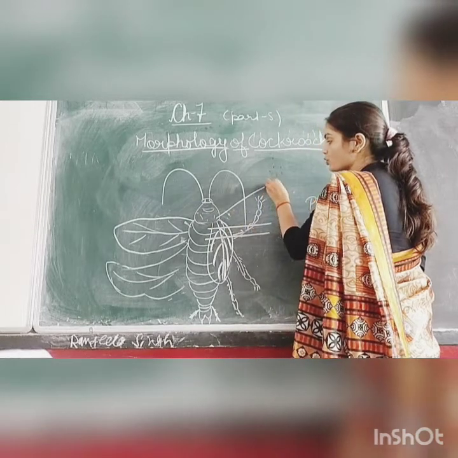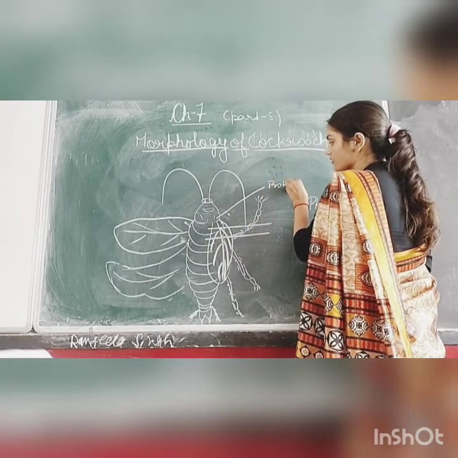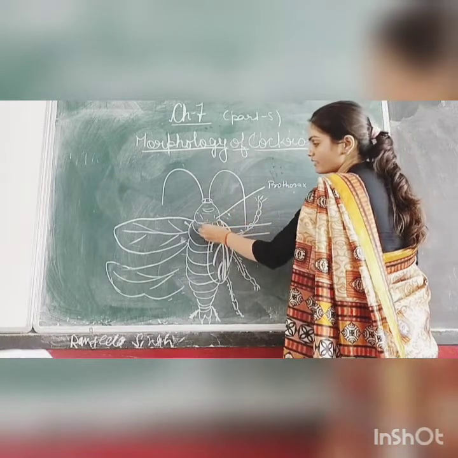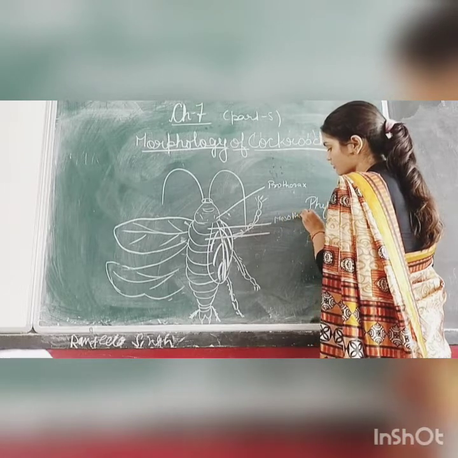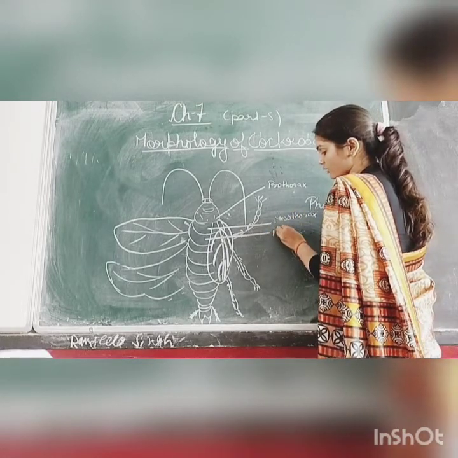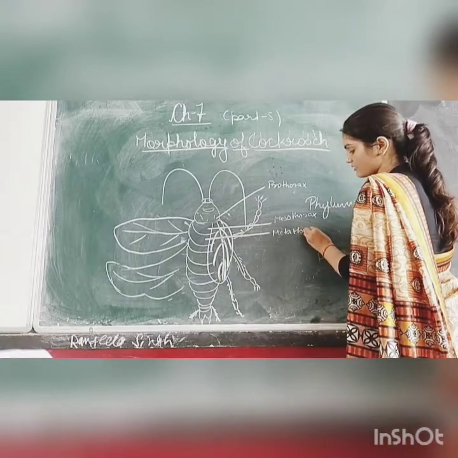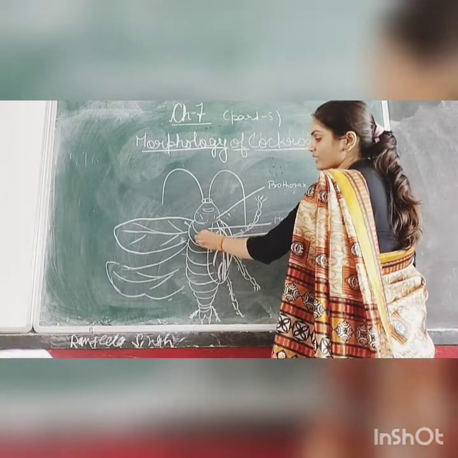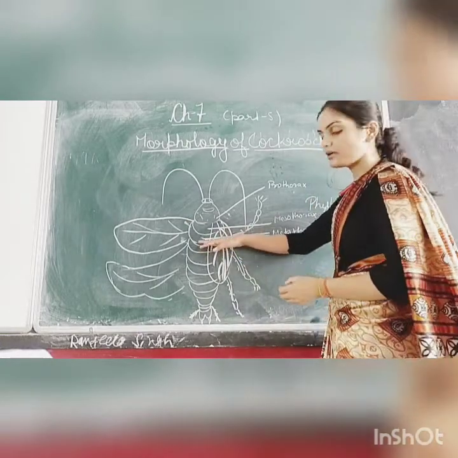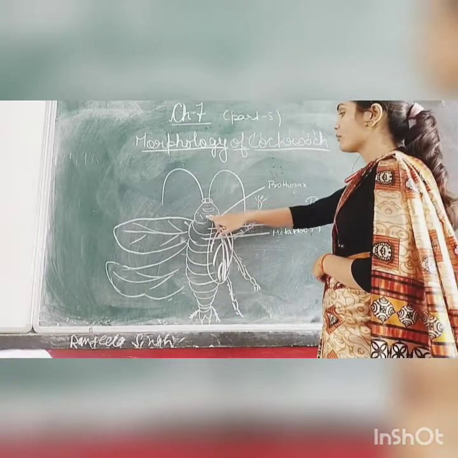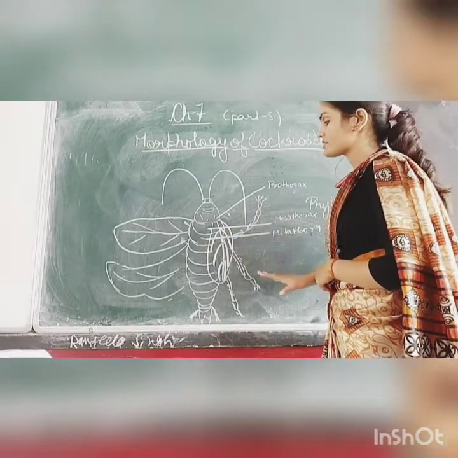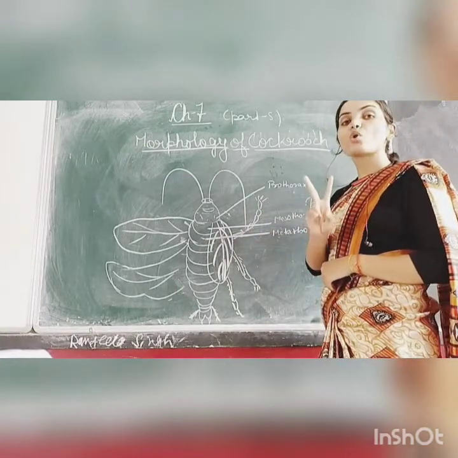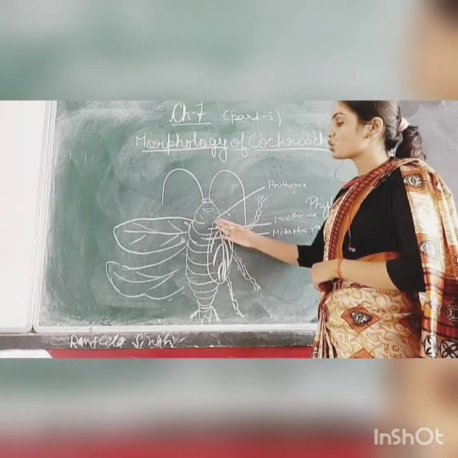This is the prothorax. This part is the mesothorax, and this is the metathorax. So here is the part of the thorax: head, prothorax, mesothorax, metathorax. Now, see students, there are two pairs of wings found in a cockroach.